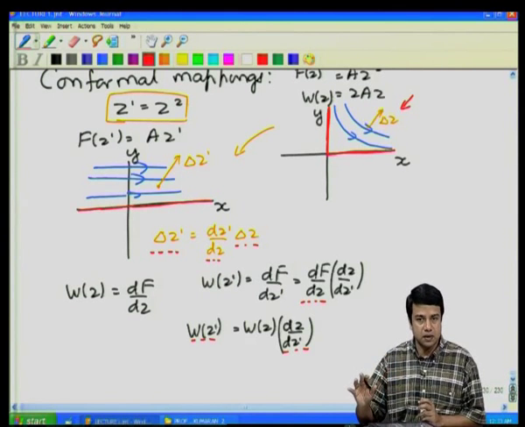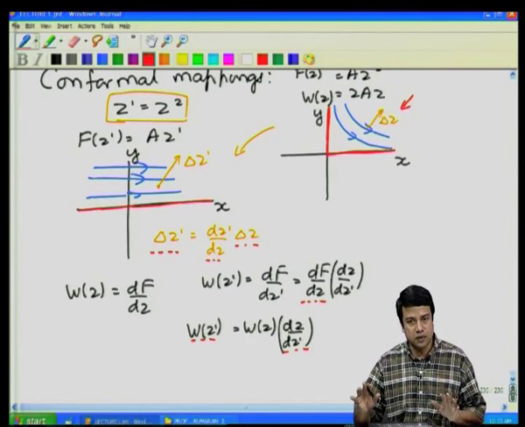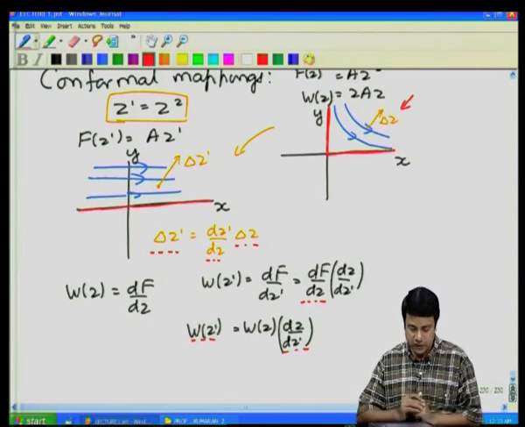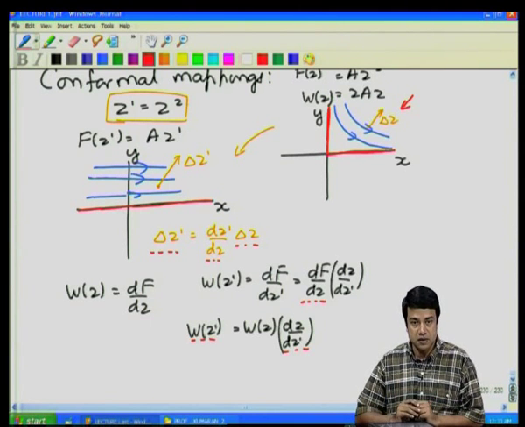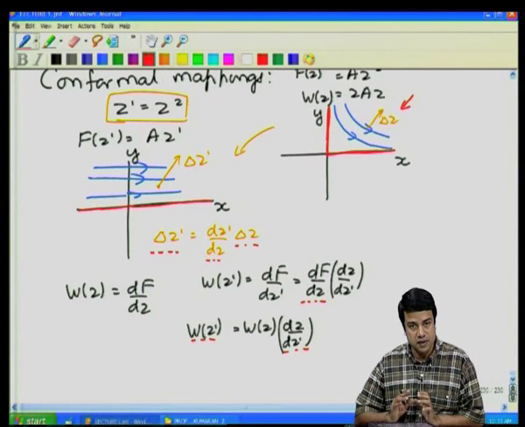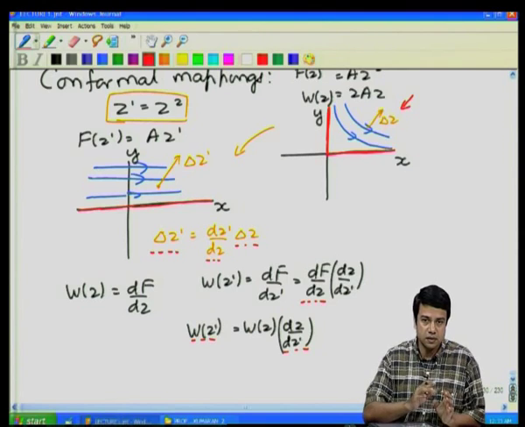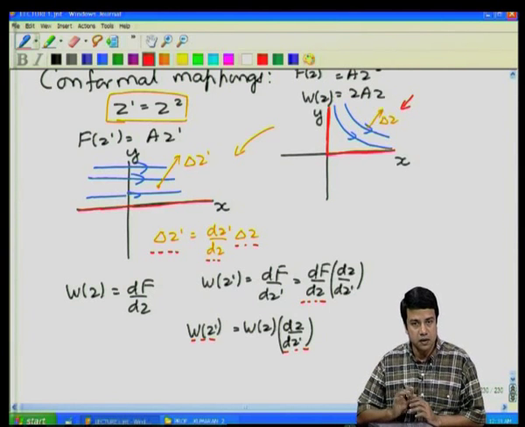The potential in z and z prime are both the same, except that you have expressed z prime in terms of z. Line segments will transform as dz prime by dz times delta z is equal to delta z prime in the new coordinate system. Velocities will transform as the inverse of that.